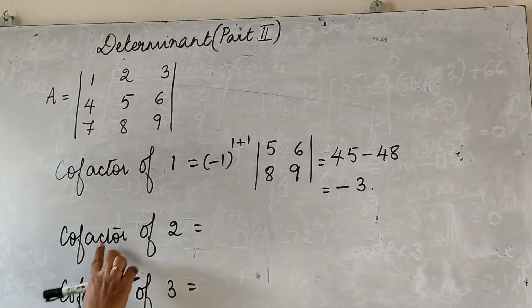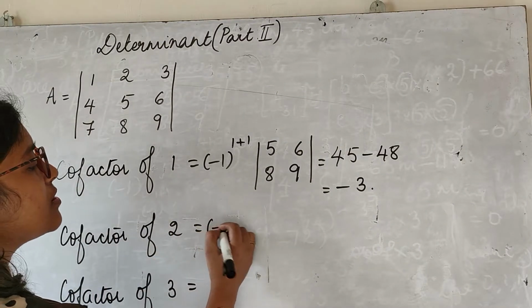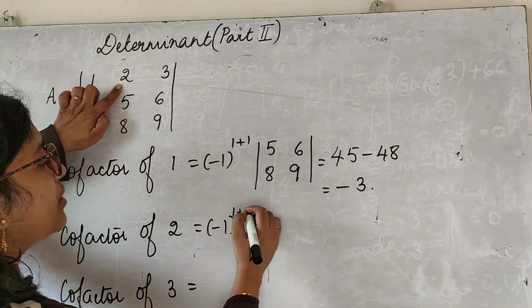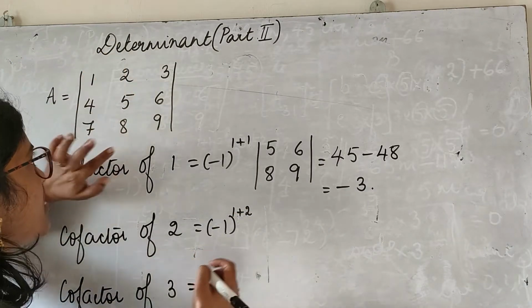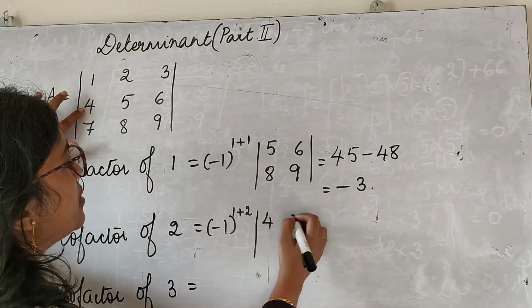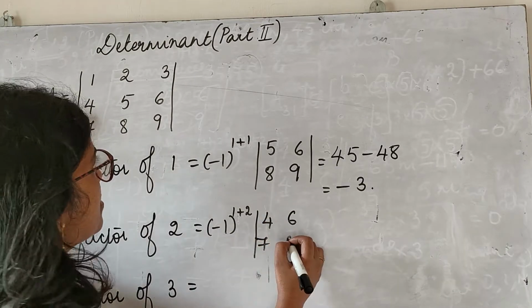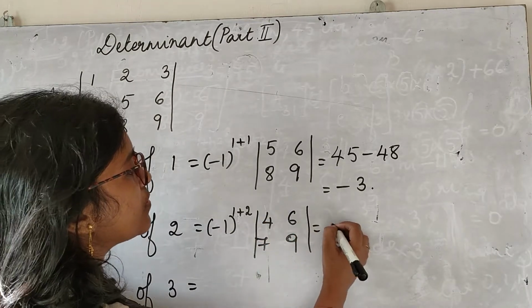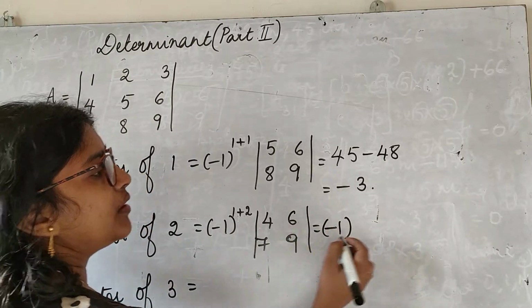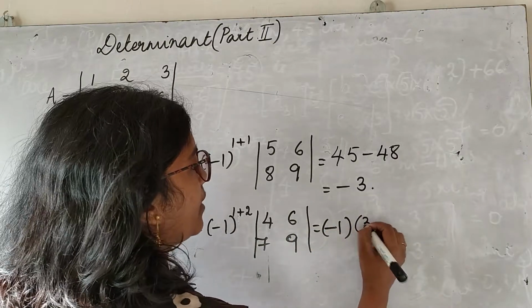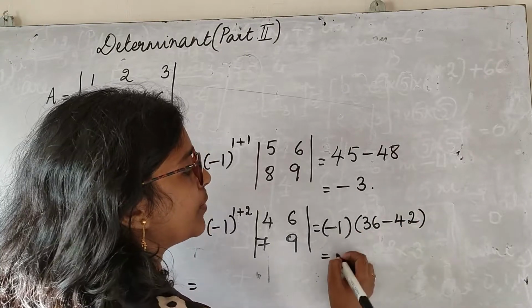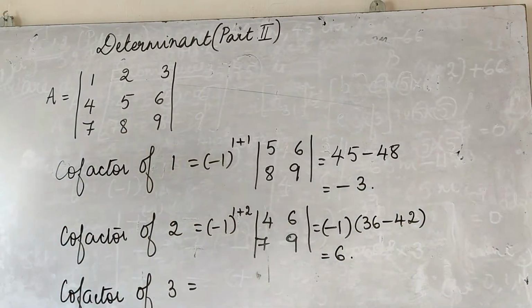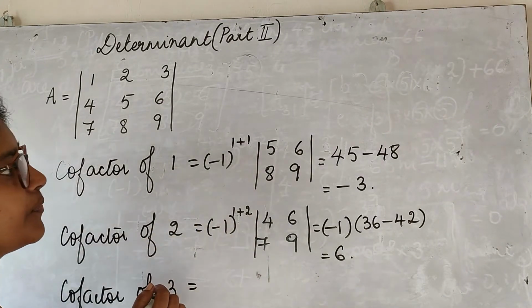Then cofactor of 2. So it is first row, second column entry. So minus 1 raised to 1 plus 2. Remove the first row and second column. Write the remaining 4, 6, 7, 8, 7, 9. So this is minus 1 into 36 minus 42. That is minus 6 into minus 1, 6. So the cofactor of 2 is 6.